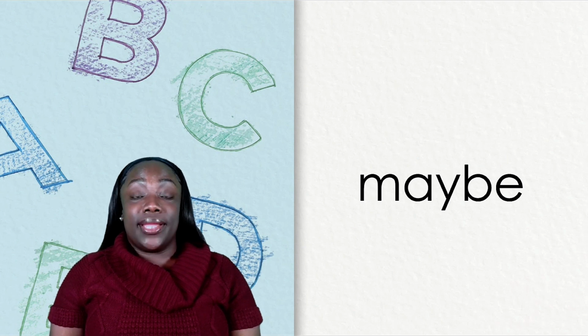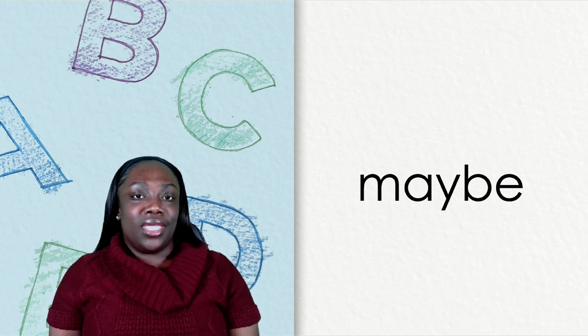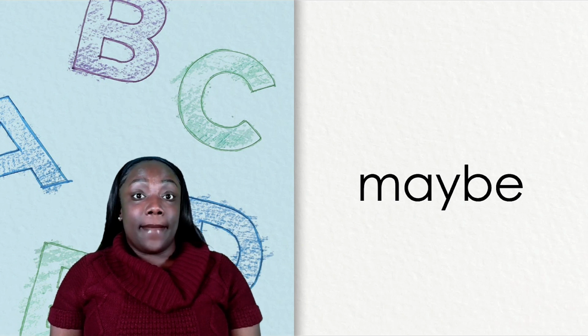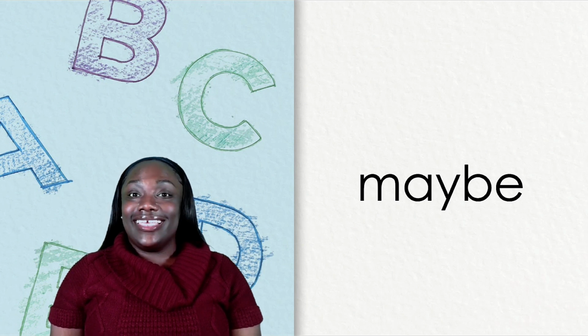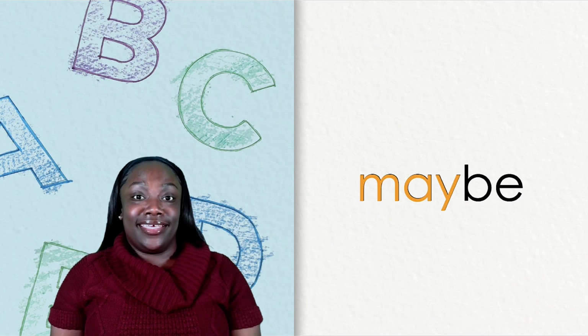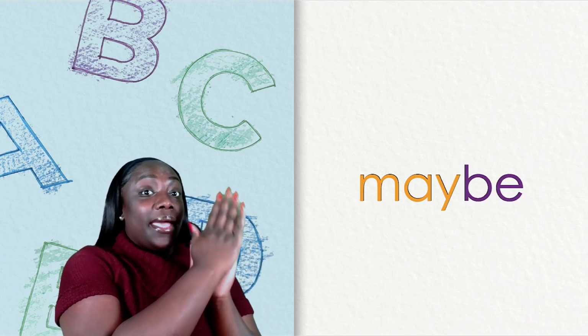We also heard the word maybe in our poem. How many syllables are in the word maybe? Yes, two syllables. What is the first syllable in the word maybe? Yes, may. What is the second syllable in the word maybe? Yes, be. Maybe.